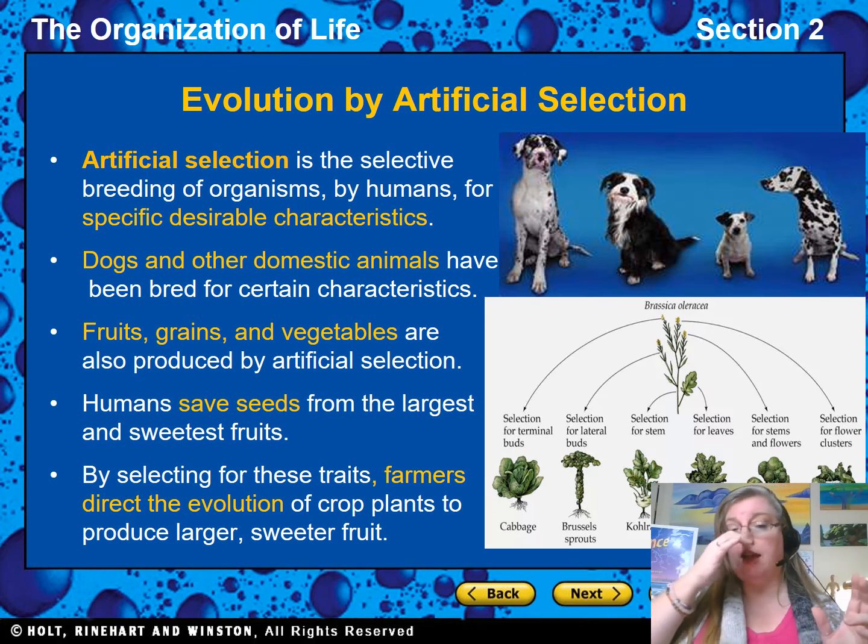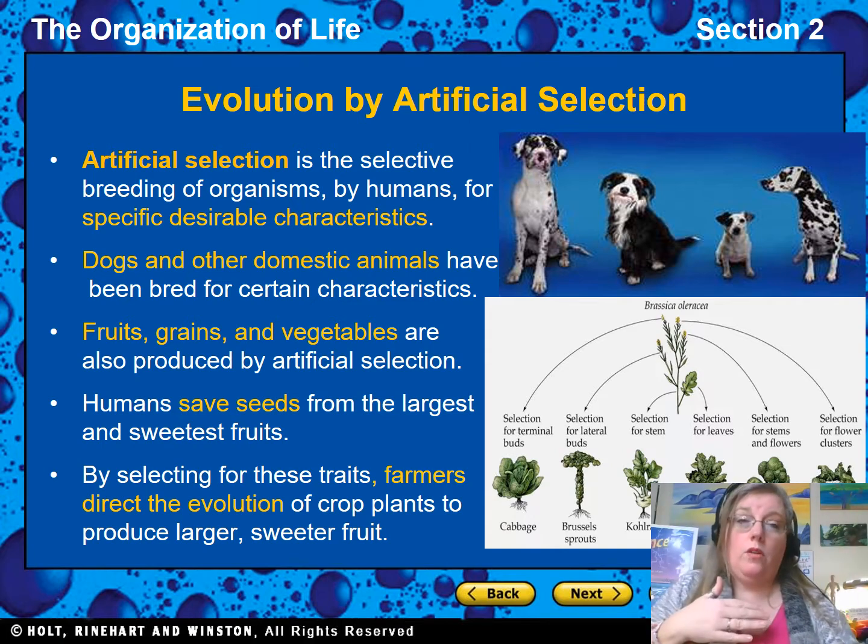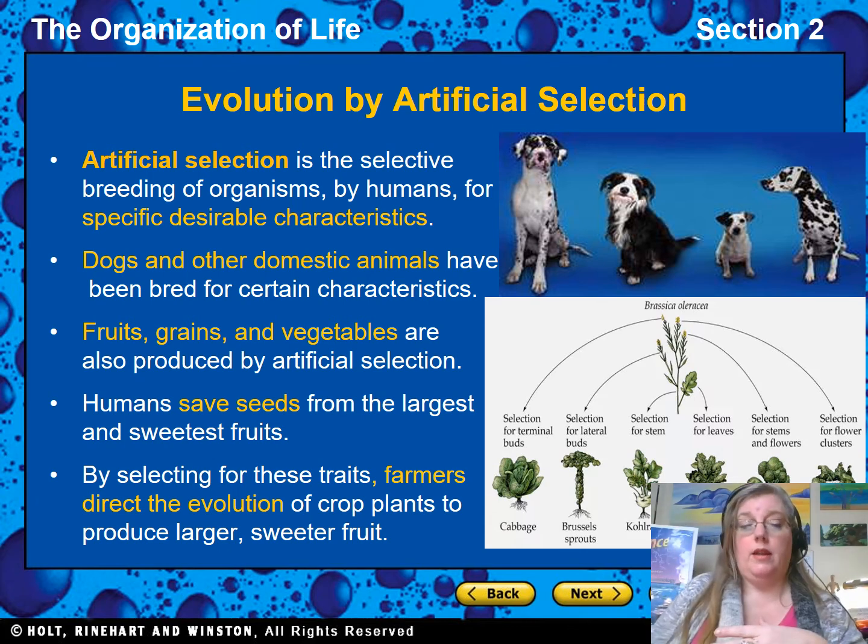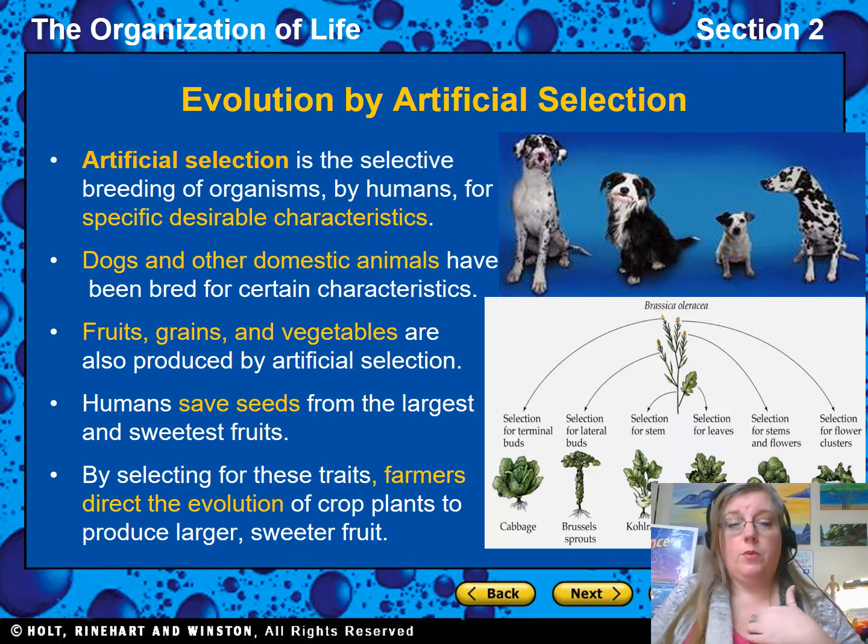Dogs and other domestic animals have been bred for certain characteristics. We all know that all the dogs we have came initially from wolves. Humans did that. We started breeding the dogs for what we wanted. But it's not just dogs and pigs and cows and horses. It's not just that, but plants and animals too. Plants as well. Fruits and grains and vegetables, the food we eat.